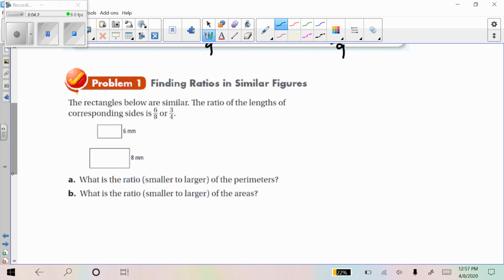So finding those ratios in similar figures, the ratio of the smaller to larger of perimeters. When you put your answers in your work today, your practice, let's use the form where you have a colon. So we're going to compare 6 to 8, smaller to larger. Simplify, that would be 3 to 4 for the perimeter, the same as the scale factor. And then the areas would be those numbers squared, which would be 9 over 16.